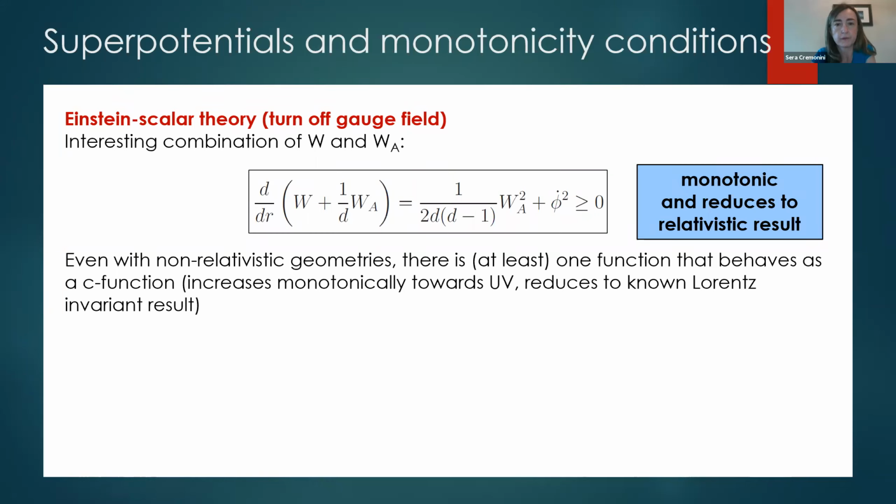So this particular piece is obviously positive. So this combination is monotonic. And moreover, when you approach the relativistic limit, WA goes to 0 and you recover the standard result that you would have in the relativistic case. So it's more appealing.